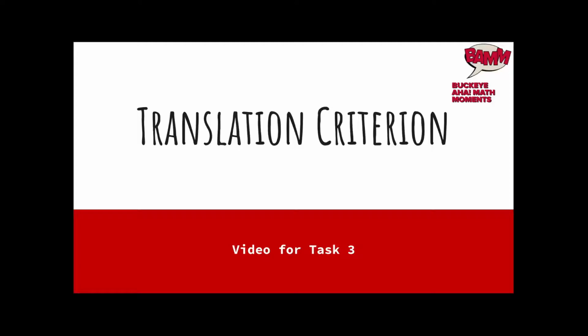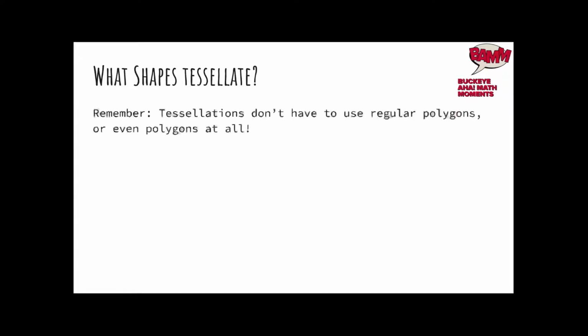So now that we've done some tessellations with some polygons, let's see if we can tessellate with some other shapes. Remember, tessellations don't have to use regular polygons or even polygons at all. We can tessellate with many, many different types of shapes. But the question is, what shapes will tessellate? Would a random shape tessellate?